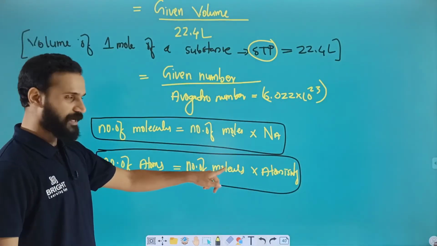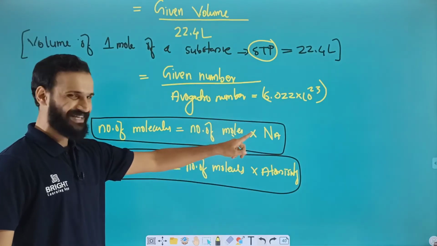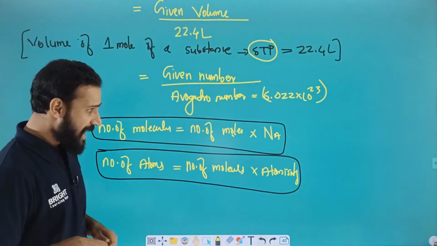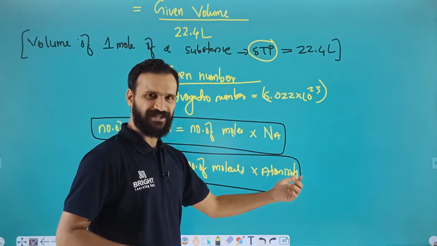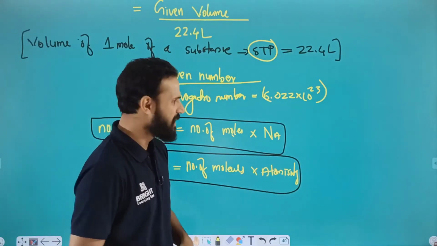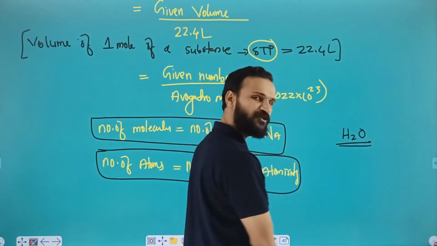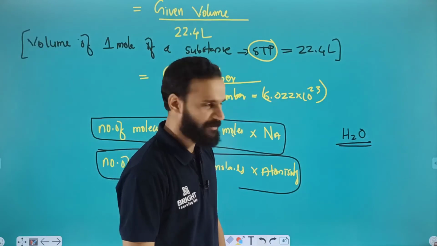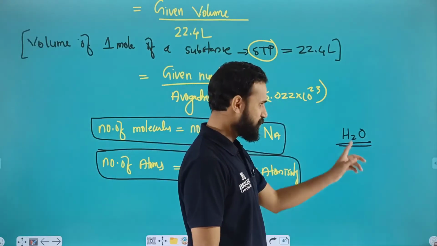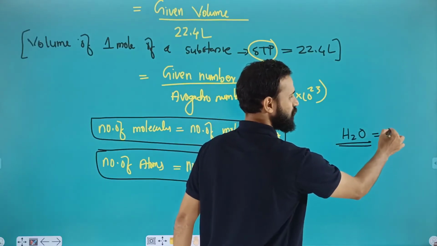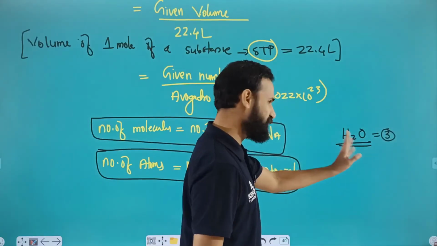You know how to calculate the number of moles. The number of molecules is equal to number of moles into Na. Na is the Avogadro number; you know the value, you have learned it by heart. And what is atomicity? That's a question arising in your mind. If you are taking H2O, dear students, how many atoms does this contain? 2 hydrogen and 1 oxygen. So 2 plus 1 is equal to 3. So 3 is the atomicity of H2O.